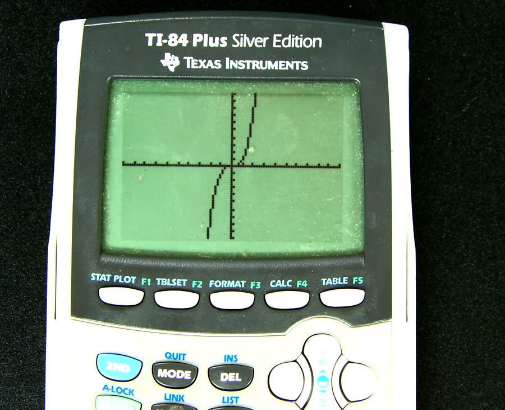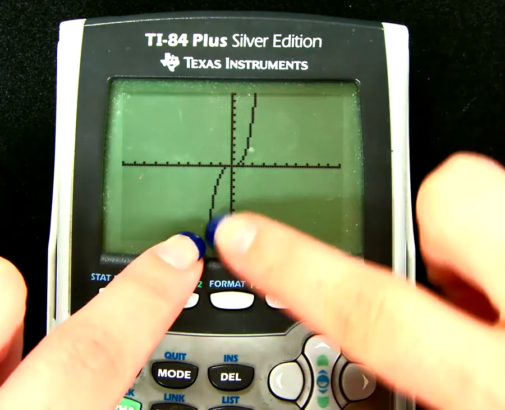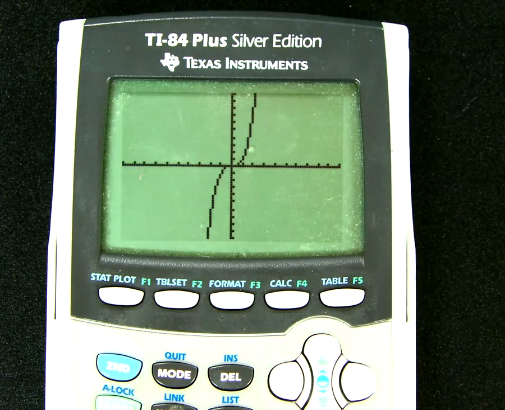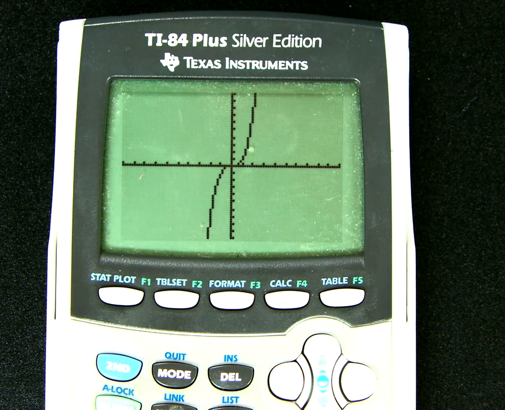Okay. So it looks kind of similar to a linear equation because it has some type of positive slope, but it's not a nice straight line. So that's how we know we're dealing with a cubic instead of a linear equation.